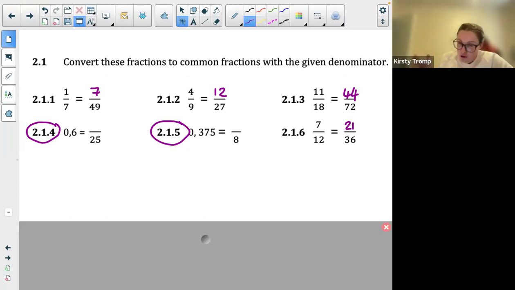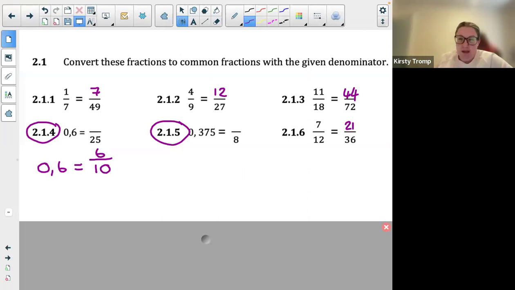For 2.1.4, I've got 0.6. The first thing I'm going to do is what you guys did last year when you were in grade 7. I'm going to convert 0.6 to a fraction. When I convert 0.6 to a fraction, I get 6 over 10.